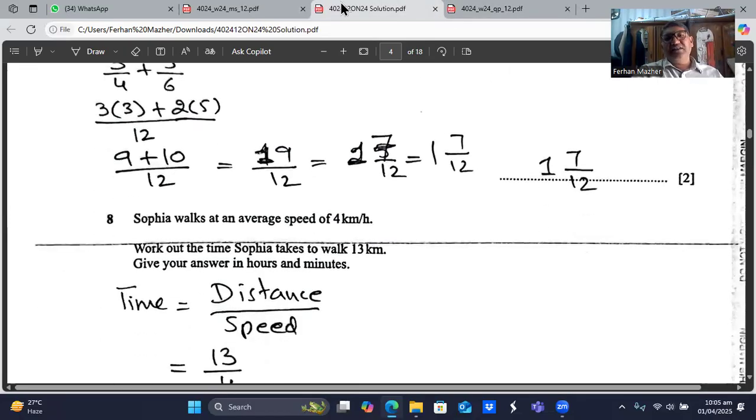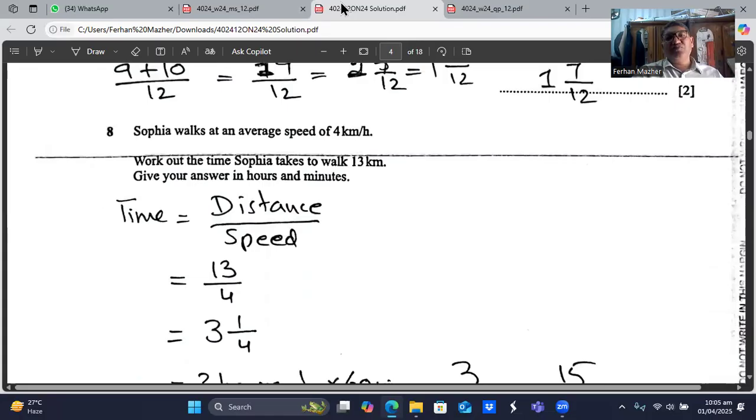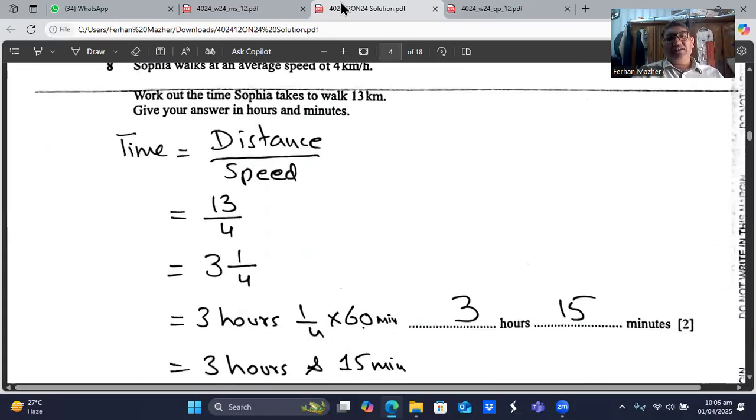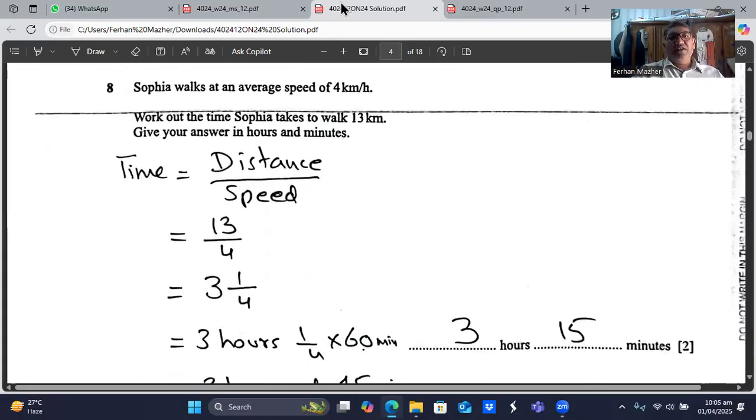Because the distance is in kilometers and the speed is in kilometers per hour, the time will also be in hours. Then we will convert it into hours and minutes. So hours will already be there. Minutes we will find.